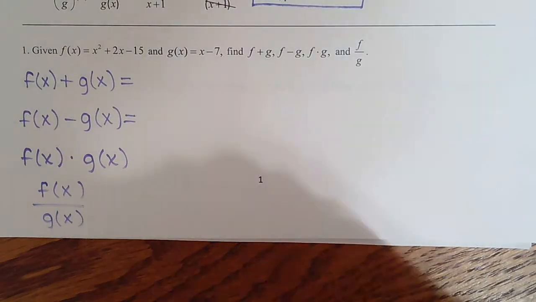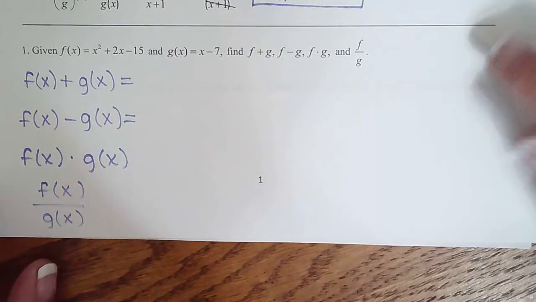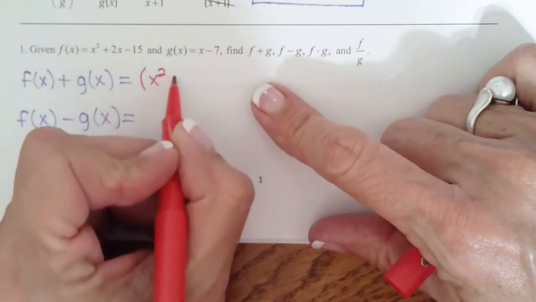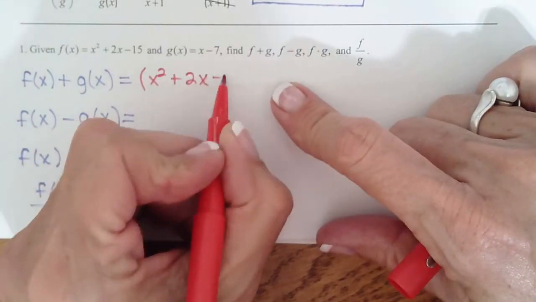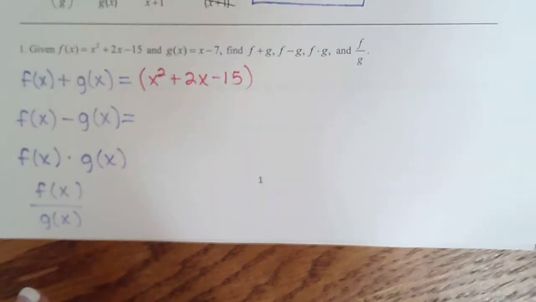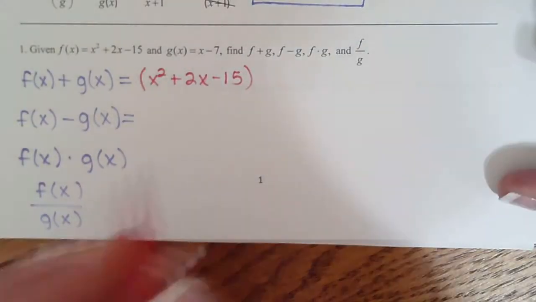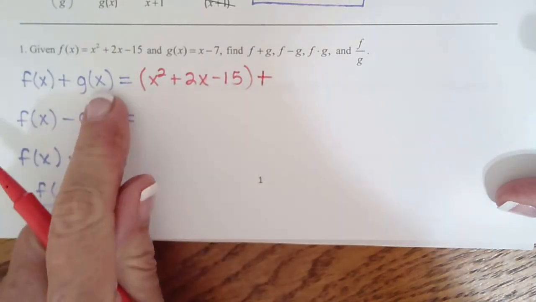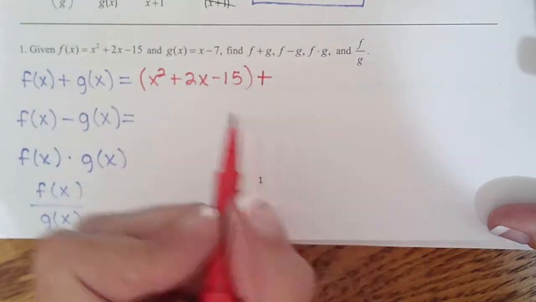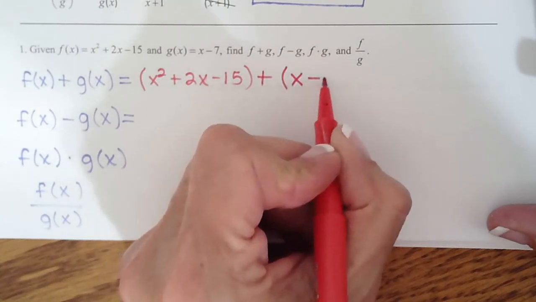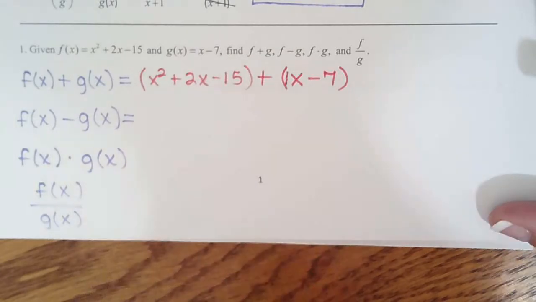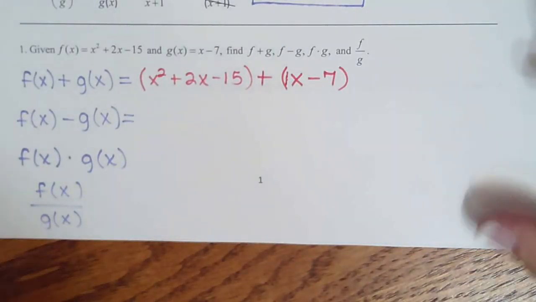So now let's do it. And remember, parentheses are required. So f of x would be x squared plus 2x minus 15. Then you put the plus sign in. And g of x is x minus 7. And remember, that's really 1x, so you can put your little 1 there to help you.